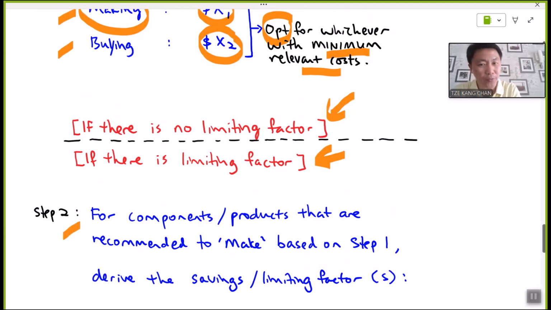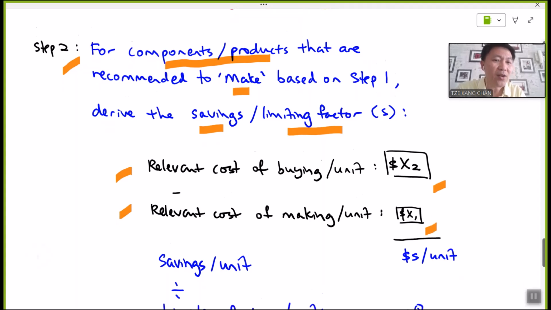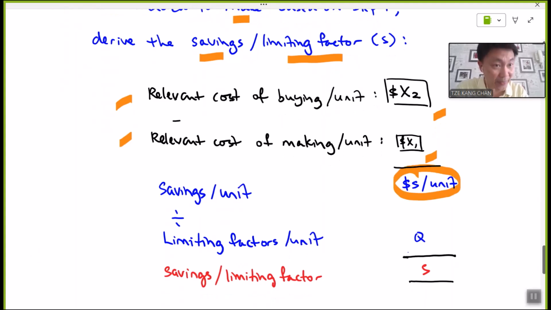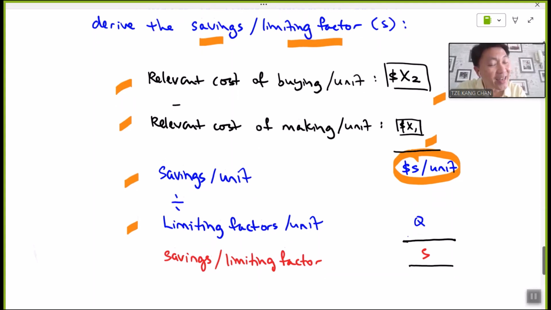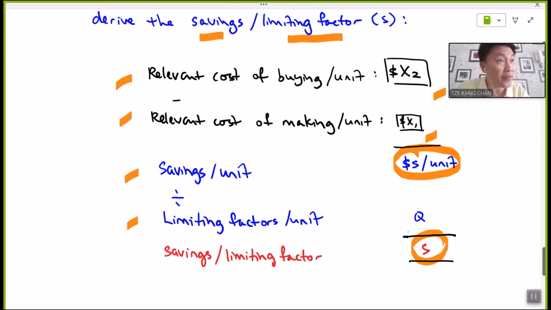So therefore, in step 2, those products or components that are recommended to make will need to be derived with the saving per limiting factor. So how do we derive this value? By comparing the two relevant costs. If the relevant cost of buying is more costly than making, obviously the difference represents the savings if the product is made internally. By converting the saving per unit into per limiting factor, by dividing the saving per unit by the limiting factor per unit, that allows the derivation of savings per limiting factor, denoted by S.